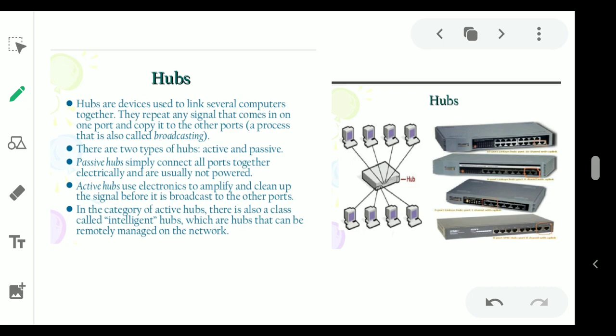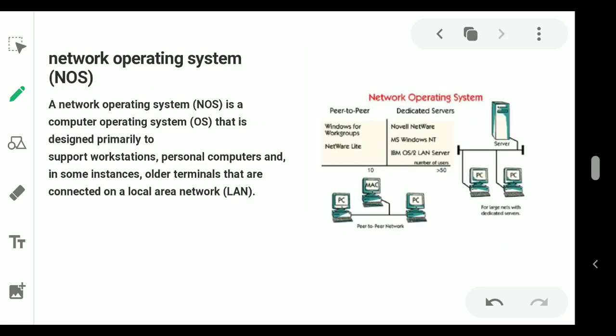Now the network operating system. What actually is a network operating system? It comes under the network software part. A network operating system, or NOS, is a computer operating system designed primarily to support workstations, personal computers, and in some instances other terminals that are connected to the local network. I am giving these details in brief because it is not in a larger scope right now, but in higher studies you will require this.